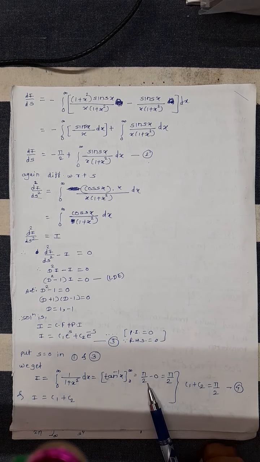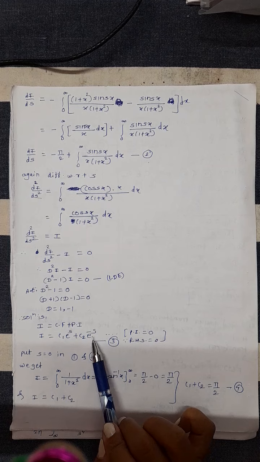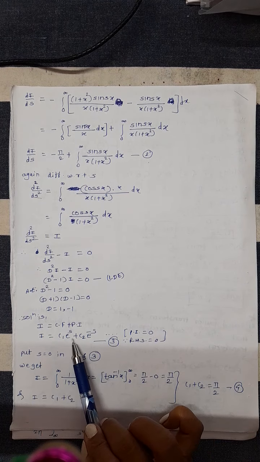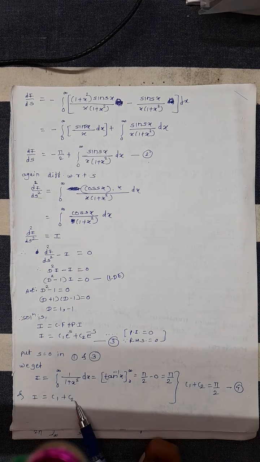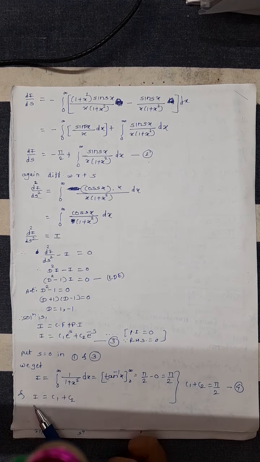Now put s is equal to 0 in equation 3 above. What do we get? I is equal to e raised to 0 is 1, e raised to minus 0 is again 1, c1 into 1 plus c2 into 1, that is c1 plus c2. Now from these two equations, the LHS is the same, that's why the RHS must be the same. From these two we get c1 plus c2 is equal to pi by 2. Call that equation number 4.